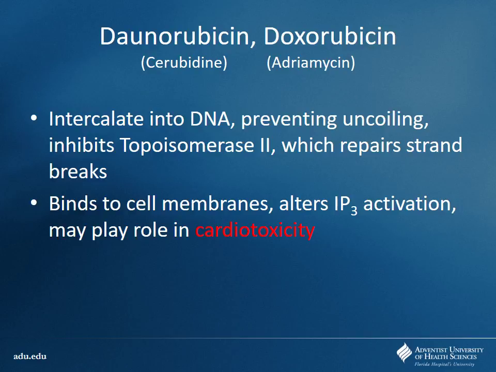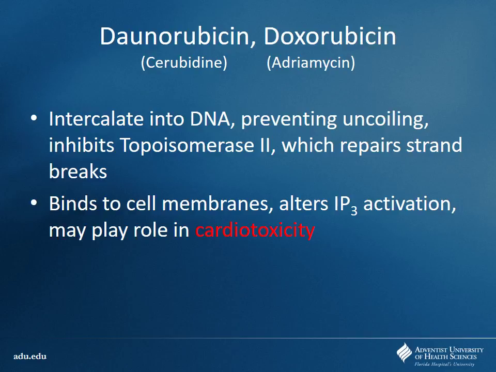Daunorubicin and doxorubicin, again, are also going to be intercalating to the DNA, but they also have the ability to inhibit topoisomerase 2, which helps to repair the strand breaks, but it's also responsible for unwinding and rewinding the DNA when it's going for replication. So that can be another mechanism there.